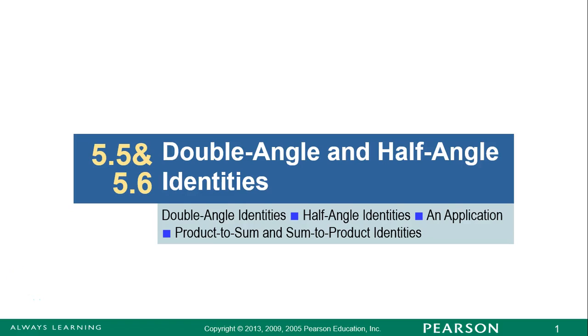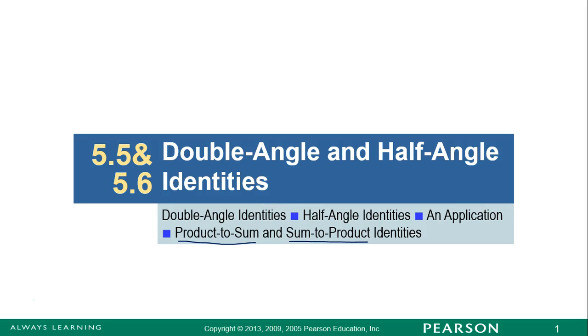Hey Trig students, we're going to be looking at sections 5.5 and 5.6. There are going to be several identities in this section, and here's two of them named right here, double angle identities and half angle identities. But we'll also be looking at something called product to sum and sum to product identities.